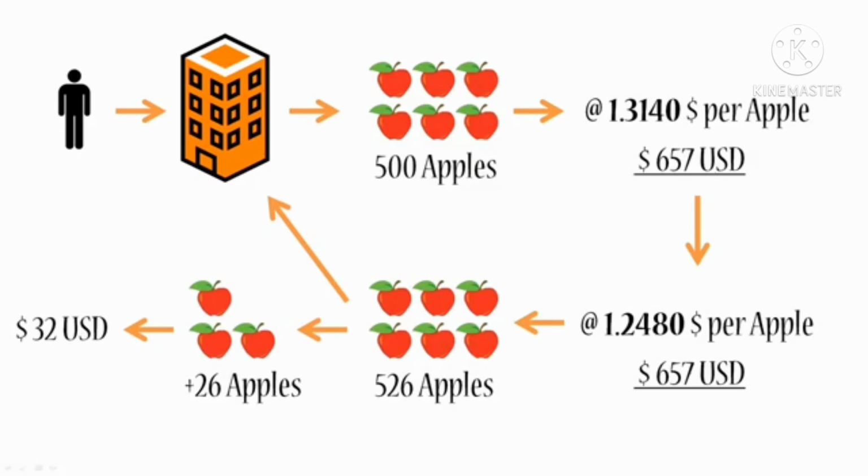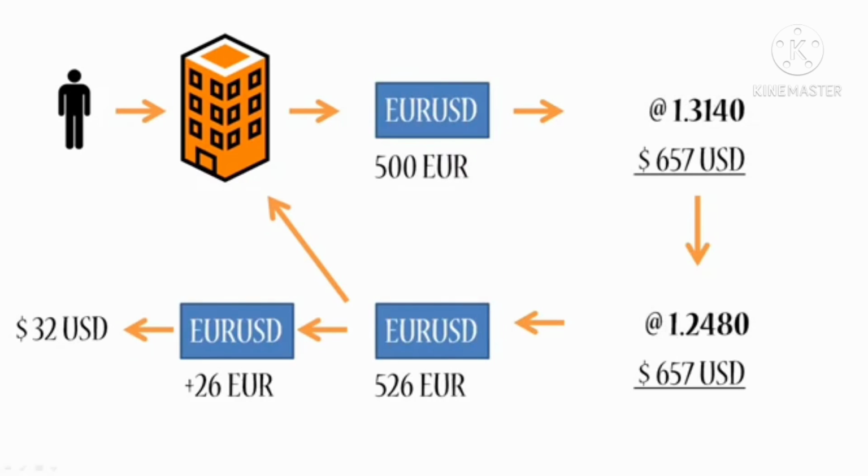Now, if we replace apples with euros as we did previously, you will see that nothing changes. This whole scheme works also for euros just as it did for apples. You go to a broker, you borrow 500 euros, you sell them at 1.3140 for 657 US dollars. You hold on to your 657 US dollars until the price for euros drops. You use those $657 to buy back euros at the new lower price of 1.2480. You get 526 euros in return. You return 500 euros to your broker. Your profit is 26 euros. Because your account is in US dollars, you convert your euros back into US dollars and you have 32 US dollars of profit. So that's in a nutshell how short selling works.